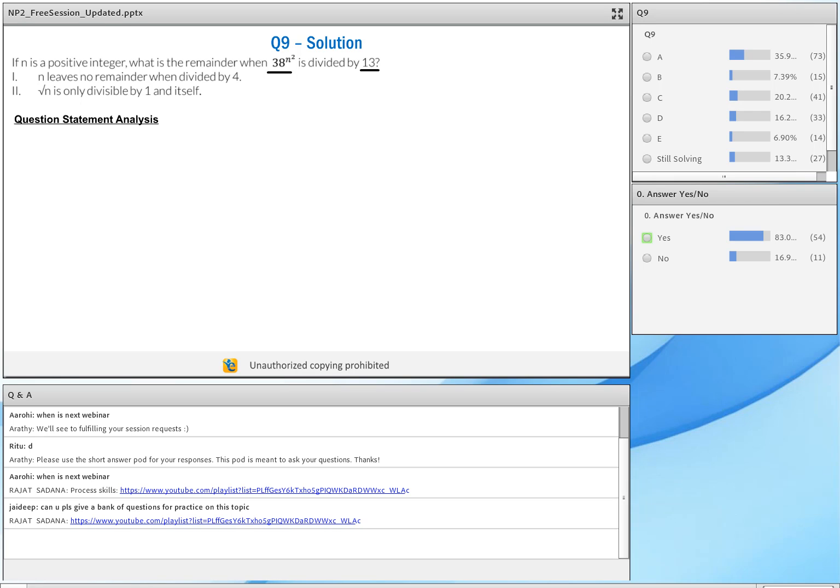So then let's do the question statement analysis over here. What's given to us is 38 to the power n squared divided by 13. We need to find the remainder of this. So let's analyze this question statement.